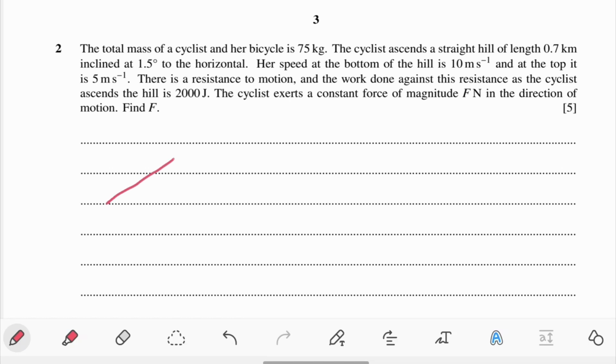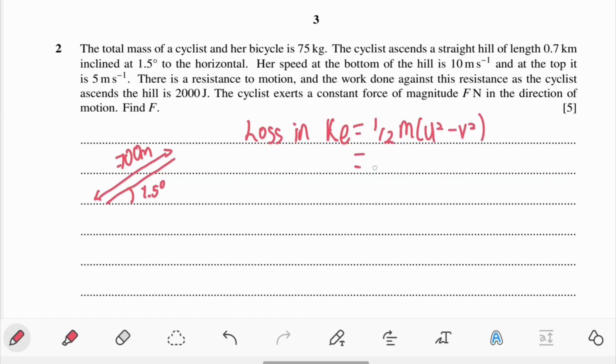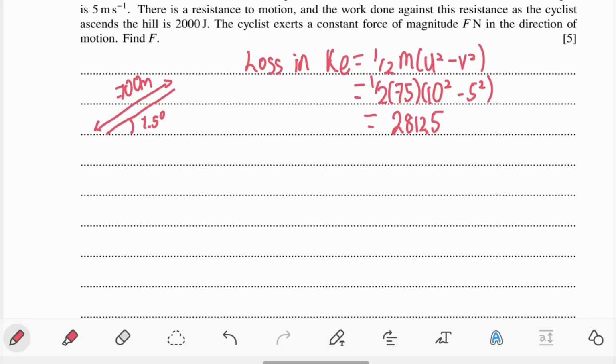Basically, it's an inclined plane with an angle of 1.5 degrees, and the cyclist travels a total of 700 meters. First, let's calculate the loss in kinetic energy. Loss in KE is equal to half m, u squared minus v squared. So that would be half times 75, times 10 squared minus 5 squared, and that gives you 2,812.5 joules. So now we have the loss in kinetic energy.